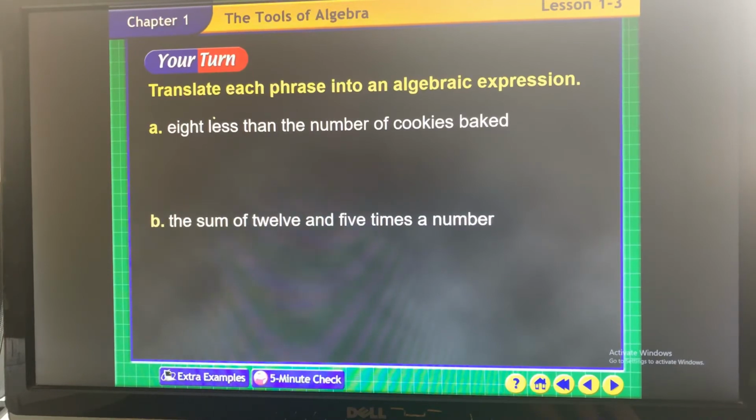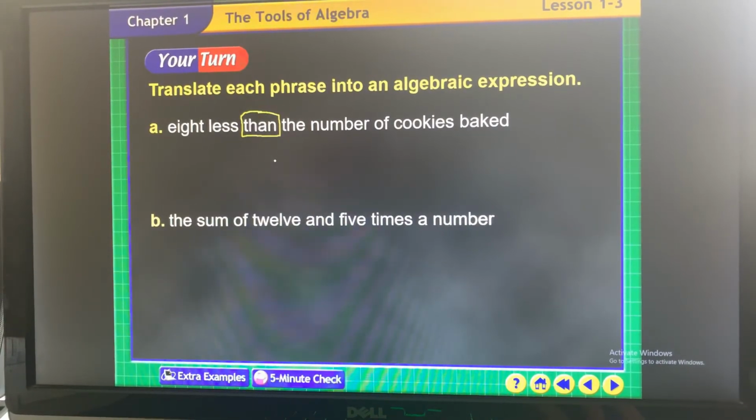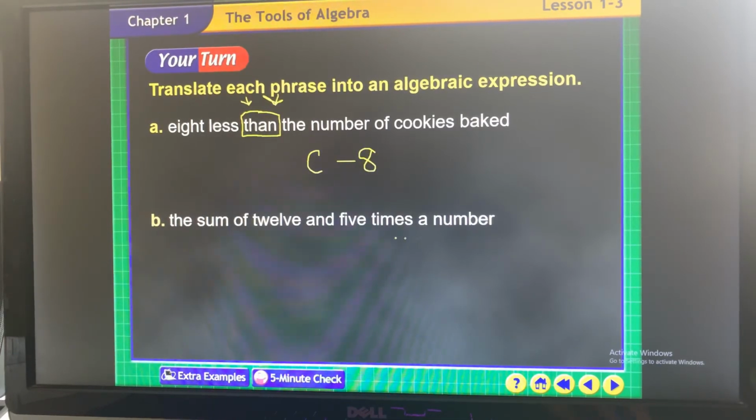8 less than the number of cookies baked. Okay, this is a tricky one. Anytime you see the word "than," you need to flip what you see. So it's 8, and you need to write it backwards. I'm going to write it from right to left instead of left to right whenever I see the word "than." So it's 8 less than the cookies baked. So you have the cookies and it's 8 less than that.